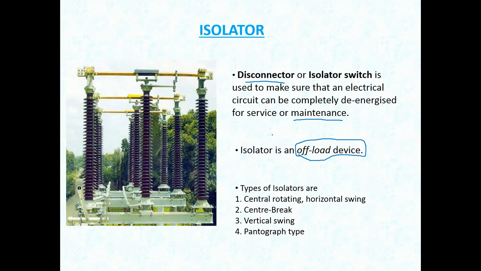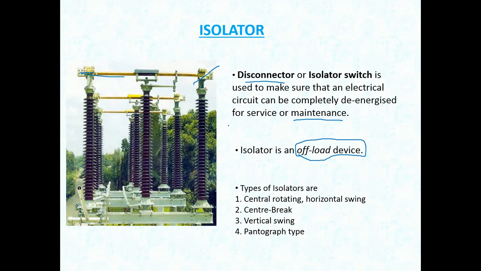Suppose it is on-load and we open the isolator; these are the connecting rods of the isolator. If you open the isolator on-load, what will happen? High currents are passing through the contacts. Whenever you suddenly break the switch using the isolator at that moment, large sparking will appear. That may be harmful to the person who is operating it.